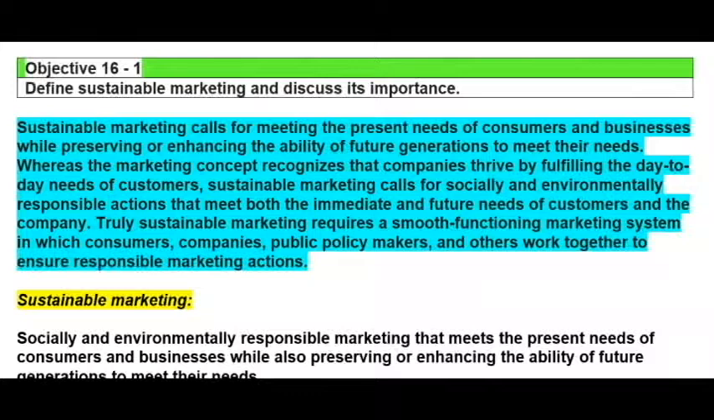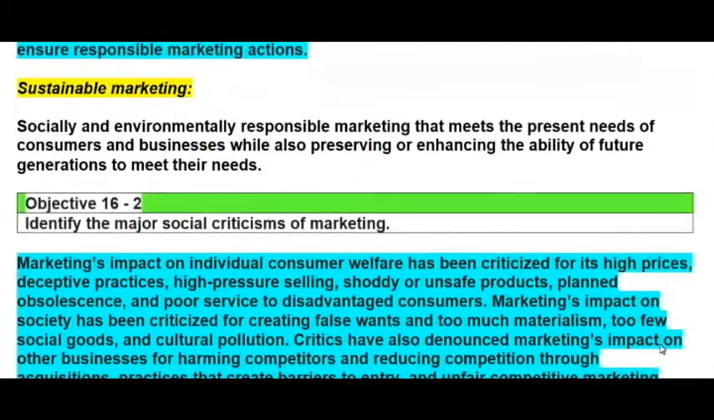Whereas the marketing concept recognizes that companies thrive by fulfilling the day-to-day needs of customers, sustainable marketing calls for socially and environmentally responsible actions that meet both the immediate and future needs of customers and the company. Truly sustainable marketing requires a smooth functioning marketing system in which consumers, companies, public policy makers, and others work together to ensure responsible marketing actions.